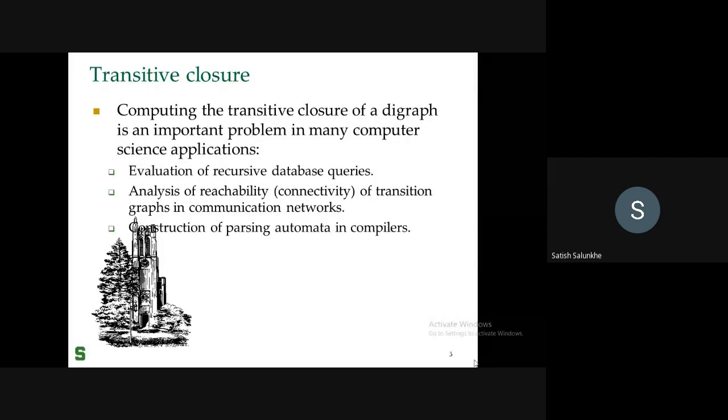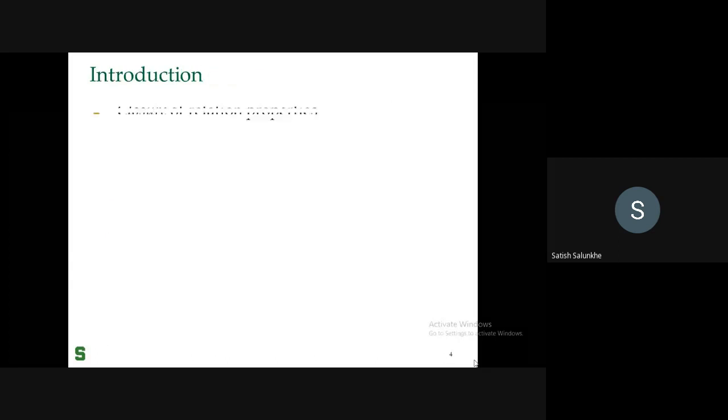So in the previous session, we already seen how to find out the reflexive closure, as well as we have also seen how to find out the symmetric closure, if the relation is not symmetric. So similarly, in today's session, we are going to see how to find out the transitive closure.